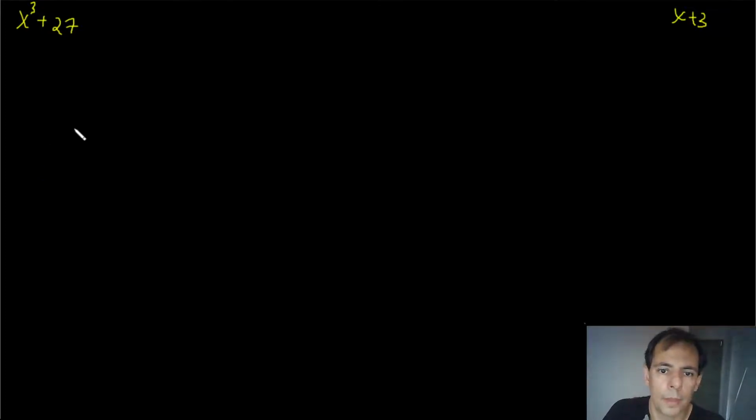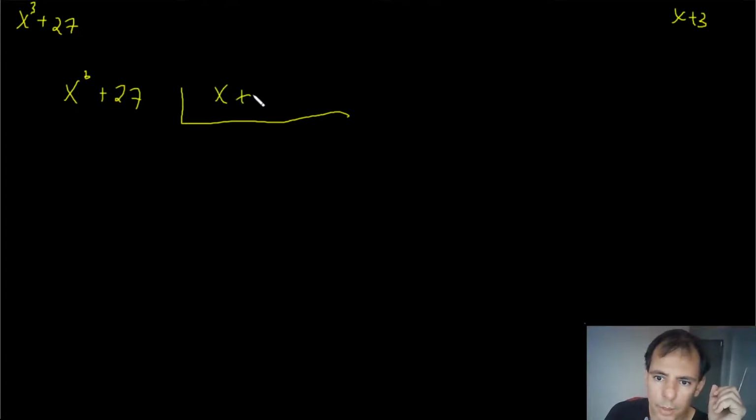Now, this is a cubic function, and I want to make it a square equation, a parabolic equation. So what I'm going to do is long division: x cubed plus 27 divided by x plus 3. I know the remainder is going to be 0 because x plus 3 is one of the factors of the original equation.